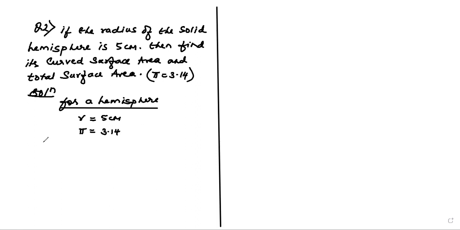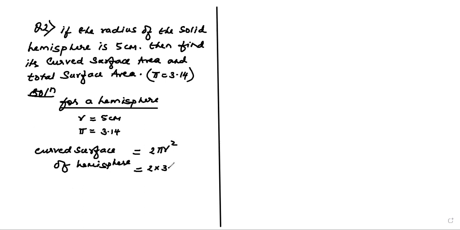Now, first part of the question is curved surface area. Curved surface area of a hemisphere, please keep in your mind how to remember. Surface area of a sphere is 4 pi r square. So curved surface area should be half of 4 pi r square, that is 2 pi r square. 2 into 3.14 into r square, so naturally 25.